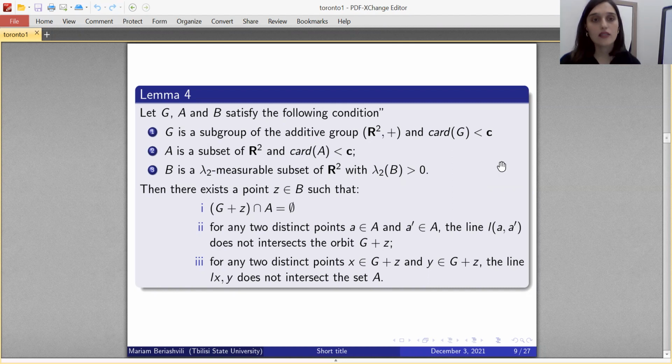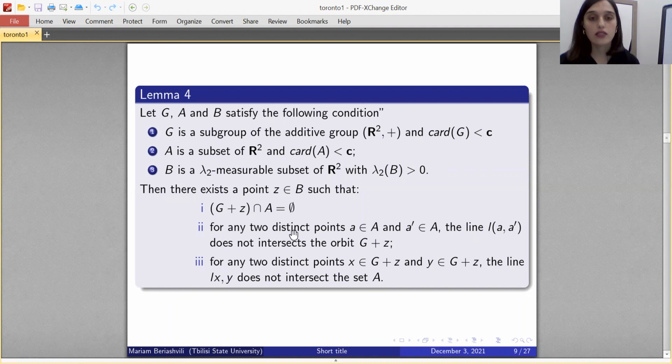Let G, A, and B satisfy the following conditions: G is a subgroup of the additive group with cardinality less than continuum, A is a subset whose cardinality is less than continuum, and B is a Lebesgue measurable subset whose measure is more than 0. Then there exists a point C from B such that (G + C) intersect A is the empty set.